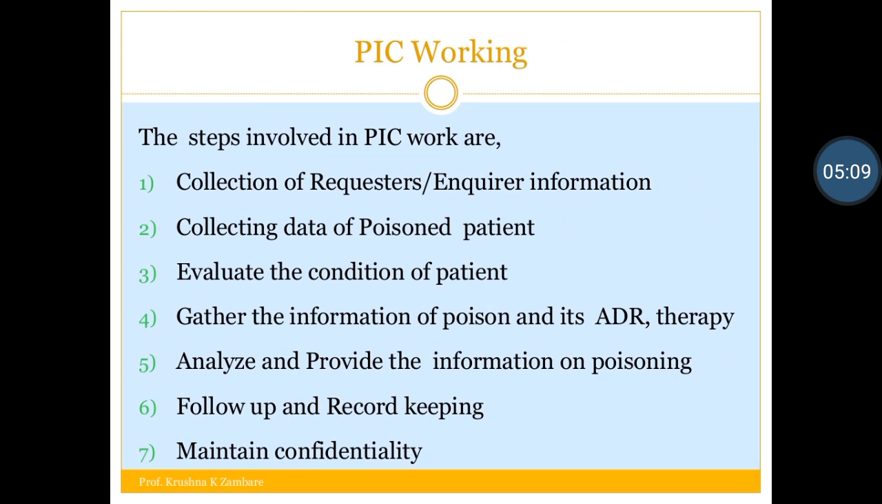Then how does the poison information center work? There are different steps involved. The steps involved in the PIC, that is poison information center, work are: number one, collection of requesters' and inquirers' information. They should collect the information from the requester and inquirer.